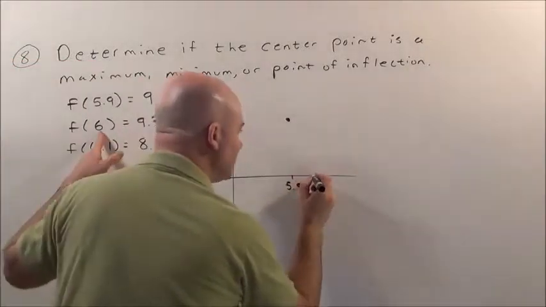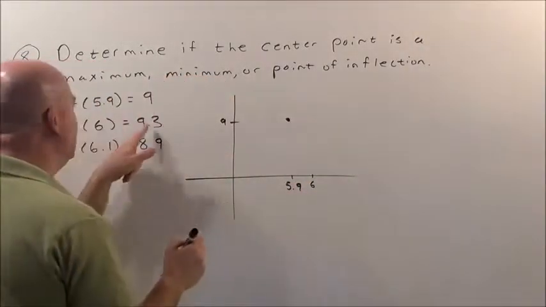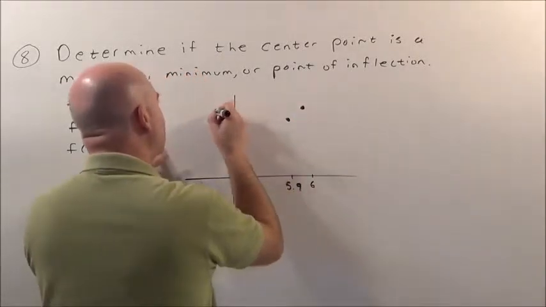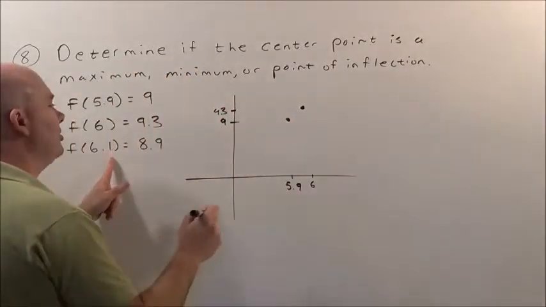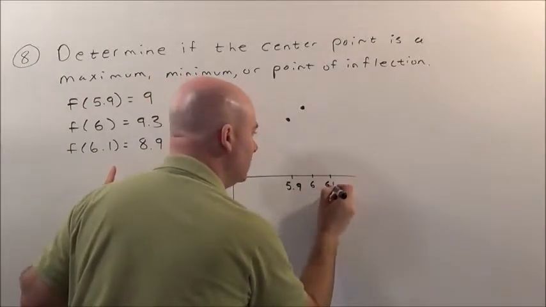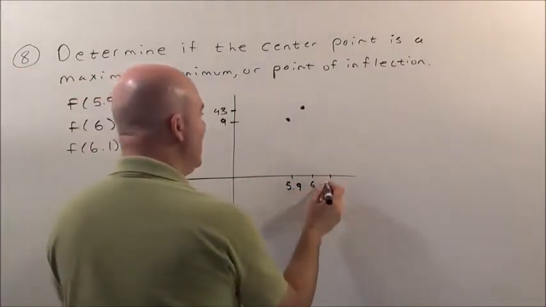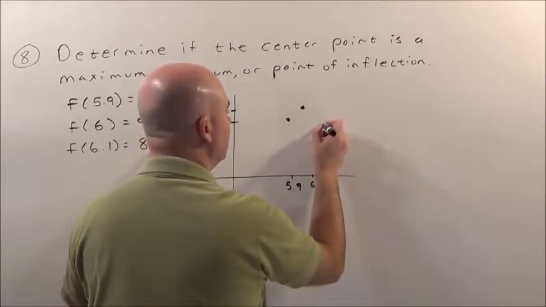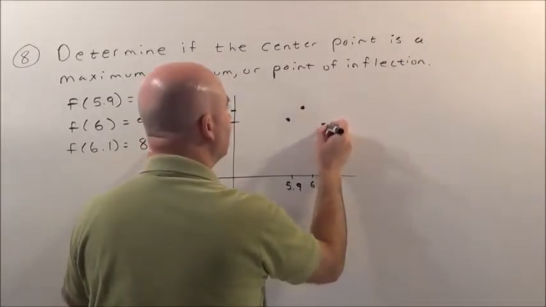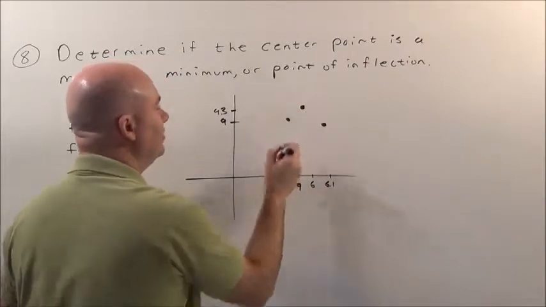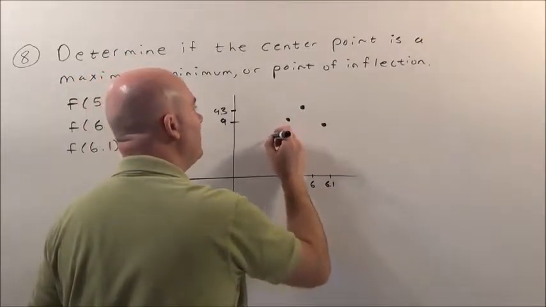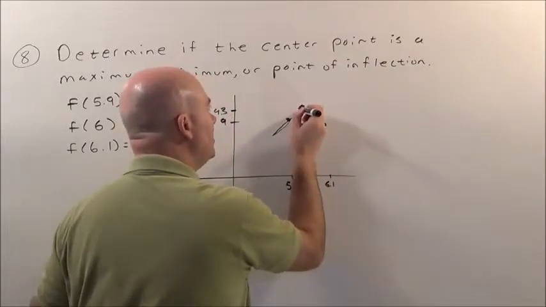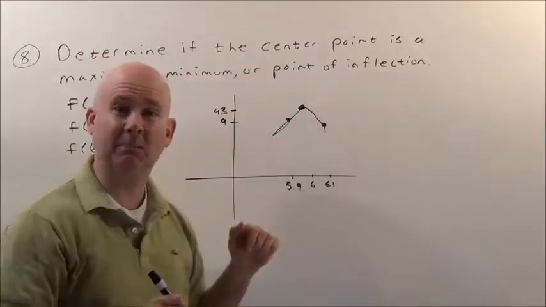When you plug in 6, just a little bit over to the right, you're at a higher point. You're at 9.3. And then when you're at 6.1, you're at 8.9. We're down low, down here at 8.9. Now this is our center point. You can see that the graph must be hitting that point and then going back down. So this point is at the highest point.